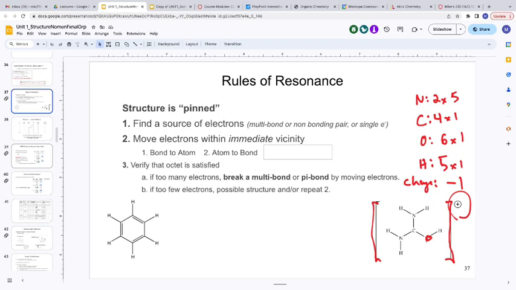We get 10 and 4 is 14, 6 and 5 is 11, minus the 1 gets me a 10, and I get 24 electrons that have to go into this drawing. How many electrons are already shown within this drawing? 16, which now means I need to account for the remaining 8 electrons. Where should I place those remaining 8 electrons?